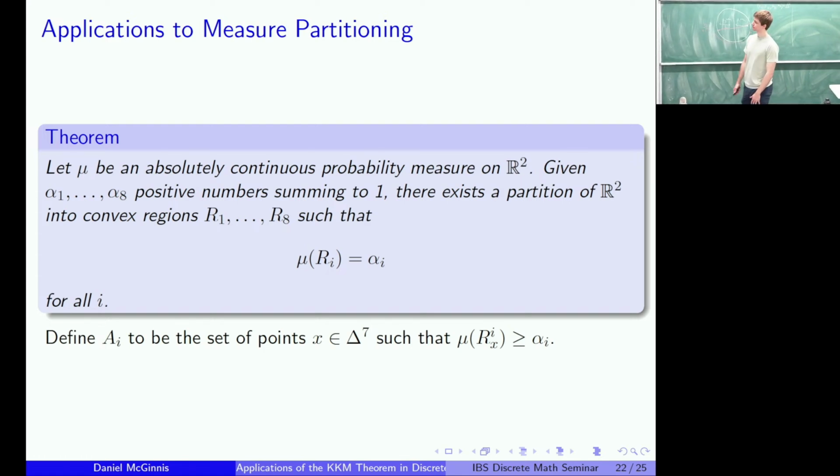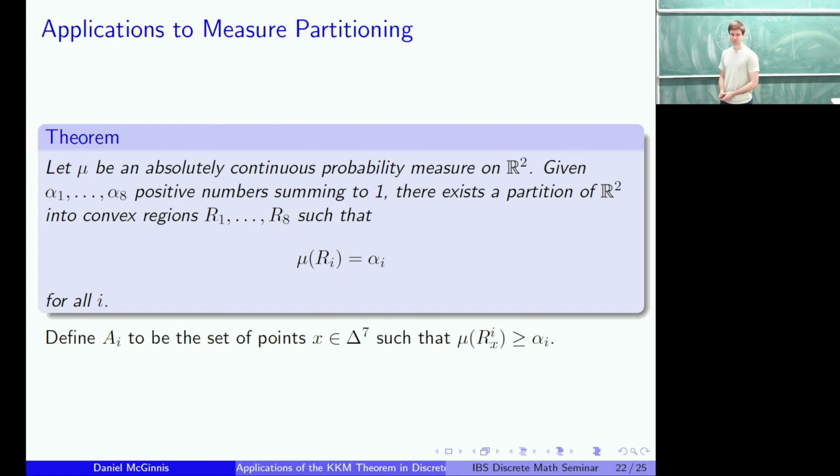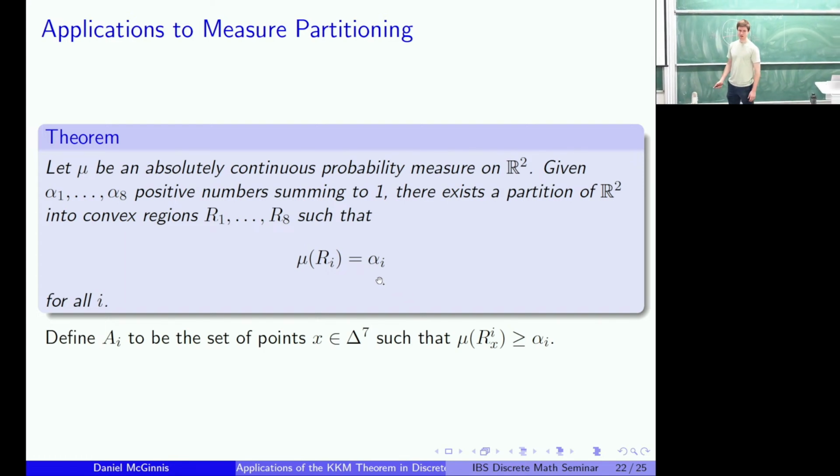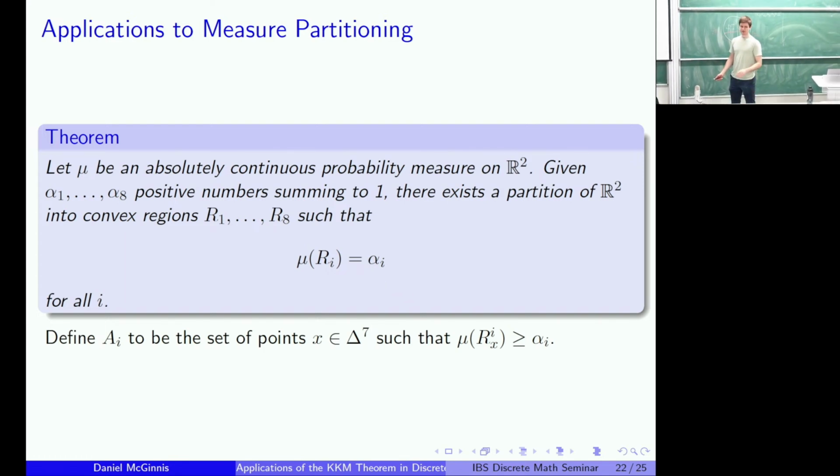Shouldn't you have that the mu I of R is greater or equal to alpha in the theorem? Oh, no, because it's a partition. But the mu I's are different, no? No, that's just one mu. Oh, one measure. Oh, yeah, sorry, it's just mu. Okay, no, you're good. I forgot that you didn't talk about other things.